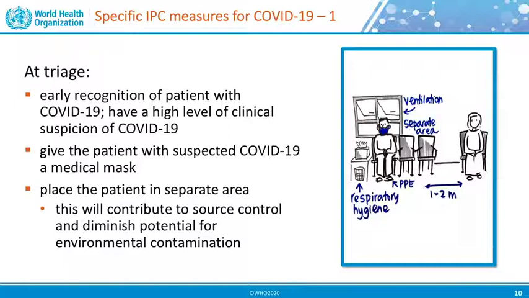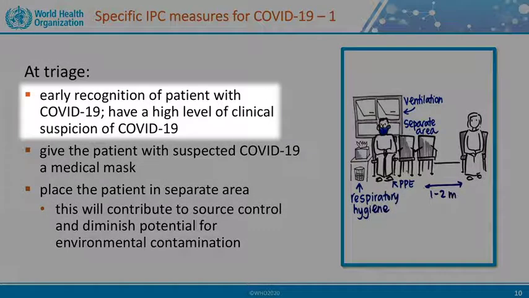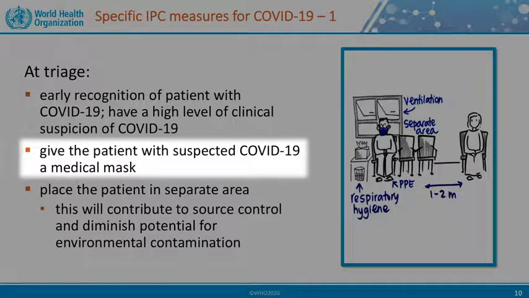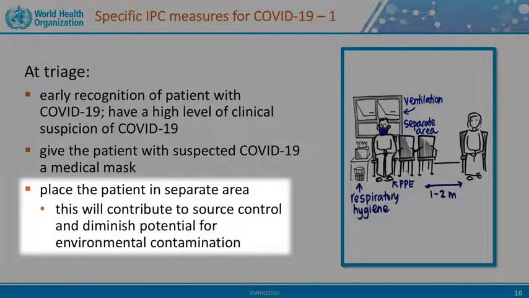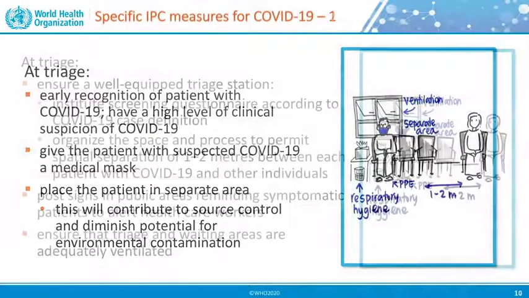At triage, early recognition of patients with novel coronavirus is very important. Have a high level of clinical suspicion of novel coronavirus. Give the patient with suspected novel coronavirus a medical mask. Place the patient in a separate area, as this will contribute to source control and diminish potential for environmental contamination.